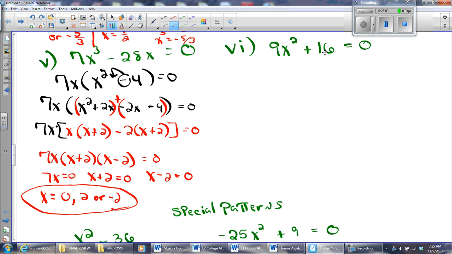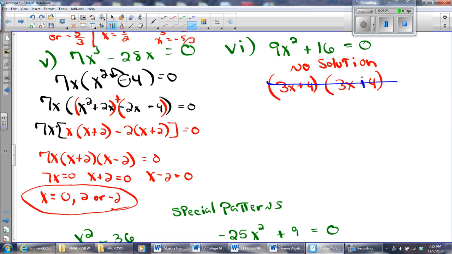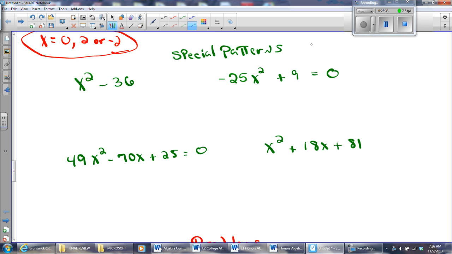All right, this one here, this has no solution. There's no way to factor it. If you were thinking of factors like this, please FOIL it and you'll see it does not match. If you were thinking that, oh, I know this has to be a positive, then FOIL it. It will not match. Okay, there is no solution to this problem. This part of the problem is prime. The correct answer is no solution because it says equals 0. All right, let's get on with the special patterns.